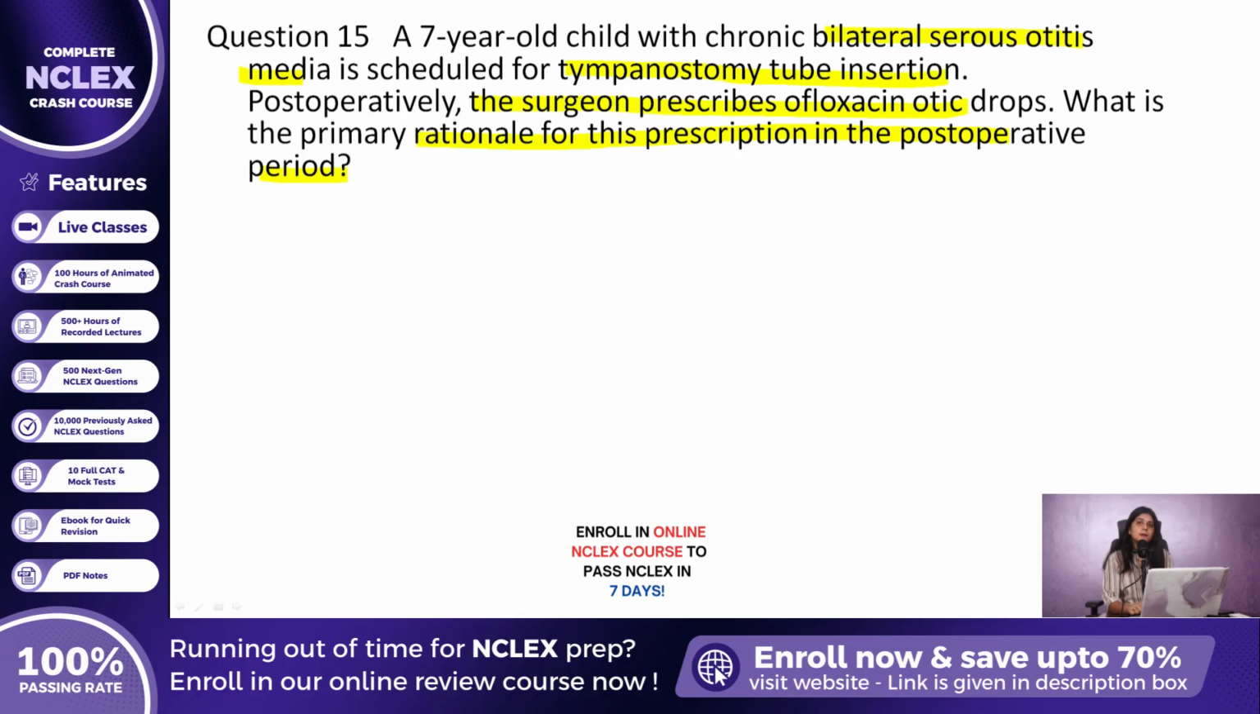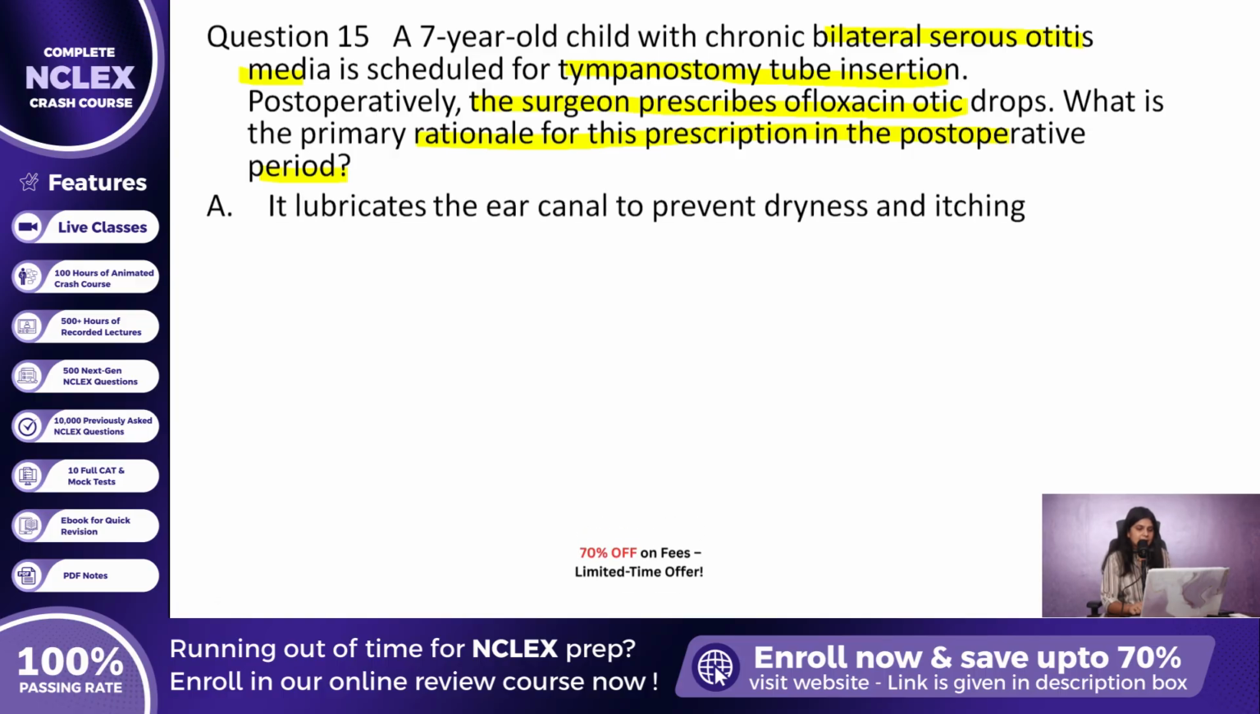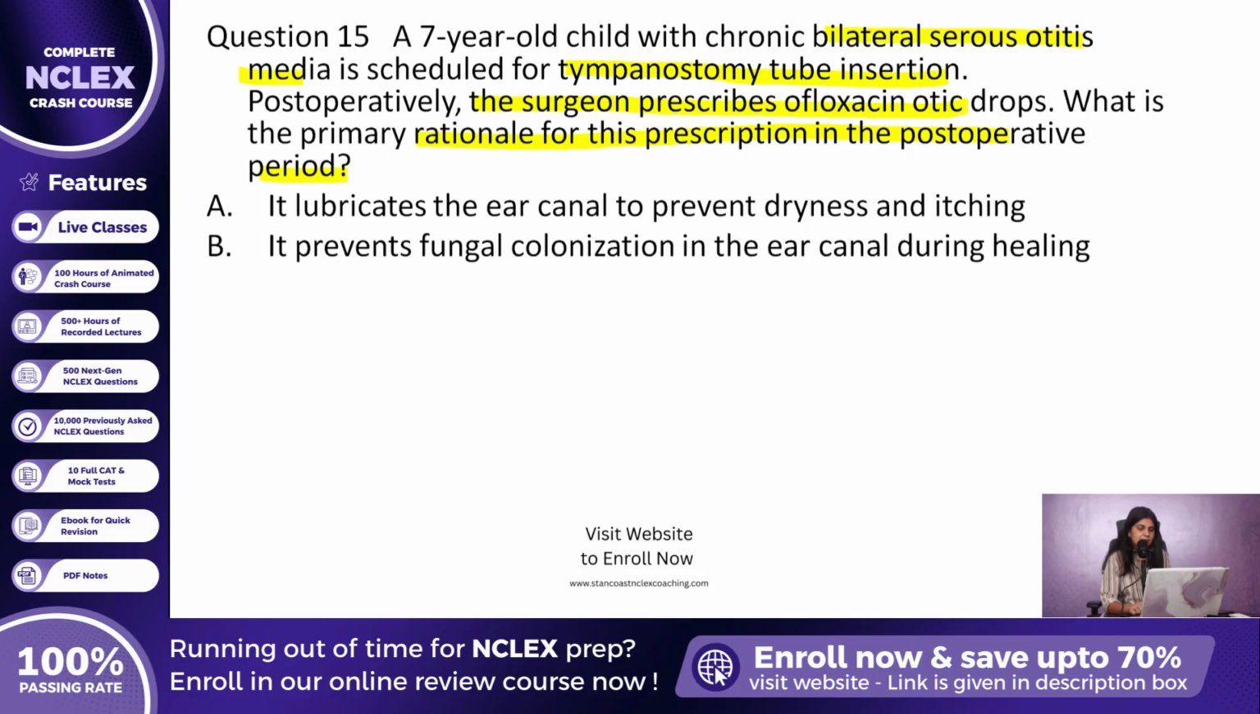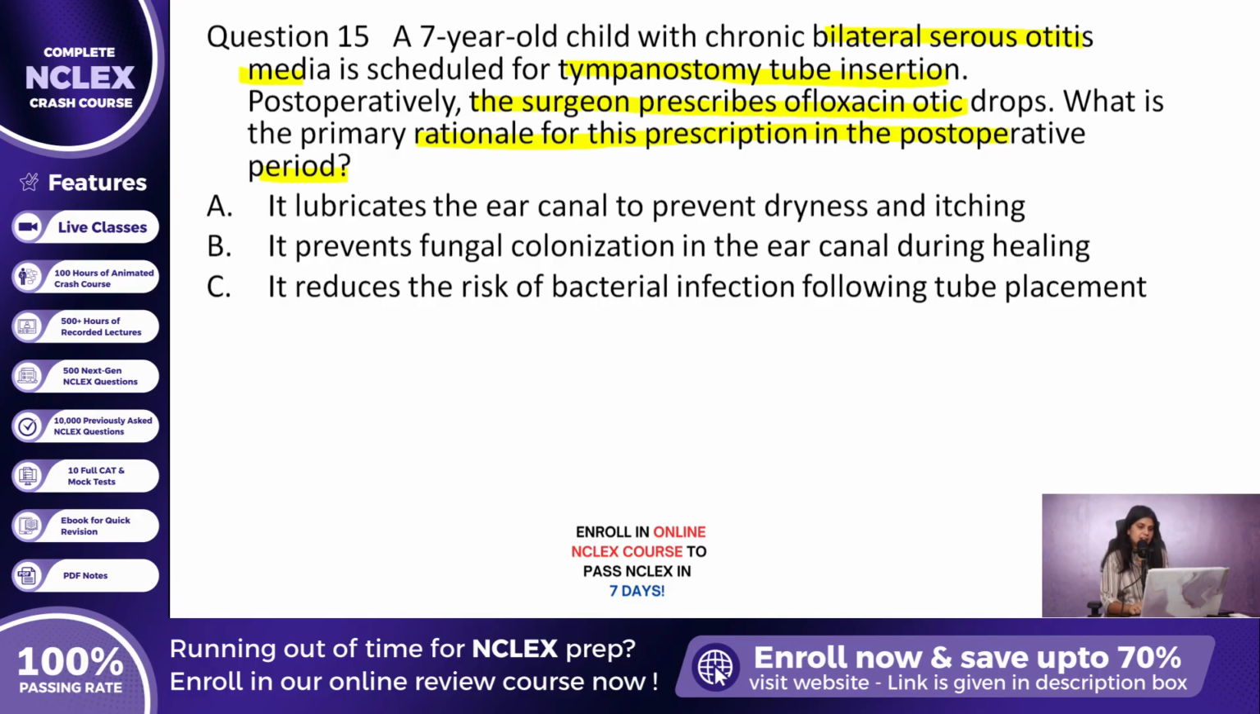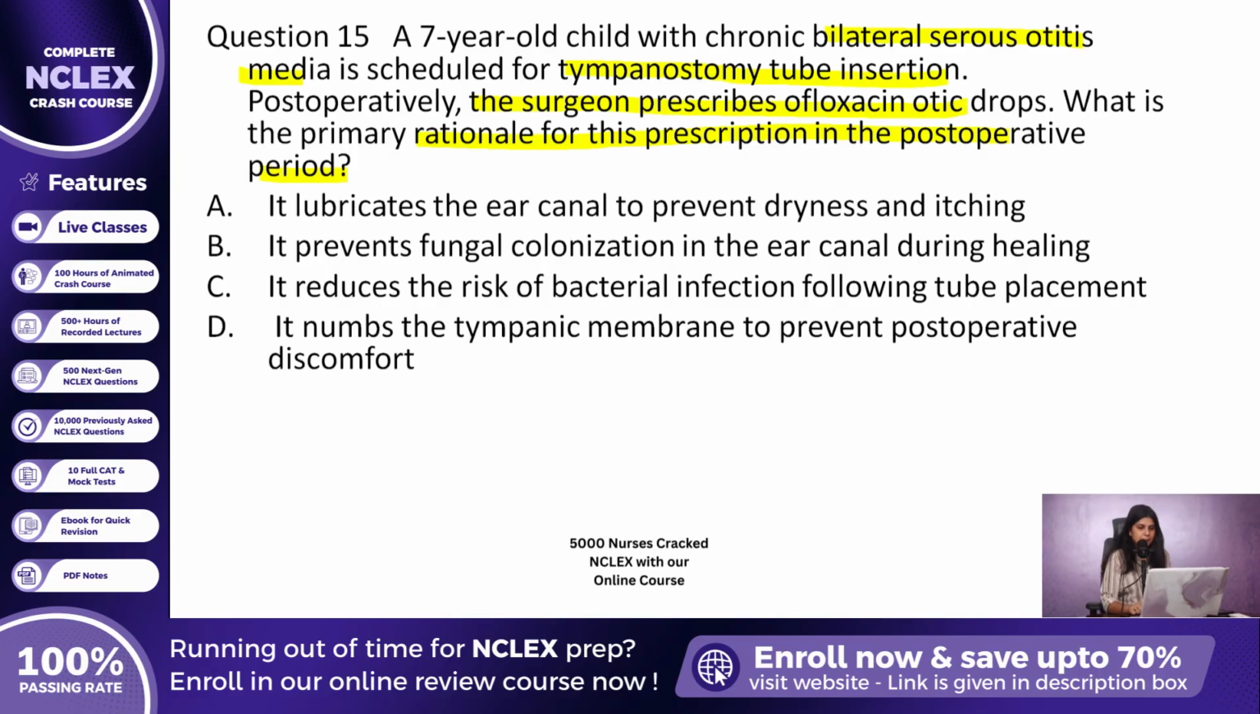Let us review each of the answer choices to determine which aligns with evidence-based nursing knowledge. Option A. It lubricates the ear canal to prevent dryness and itching. Option B. It prevents fungal colonization in the ear canal during healing. Option C. It reduces the risk of bacterial infection following tube placement. Option D. It numbs the tympanic membrane to prevent post-operative discomfort. The correct answer is option C. It reduces the risk of bacterial infection following tube placement.